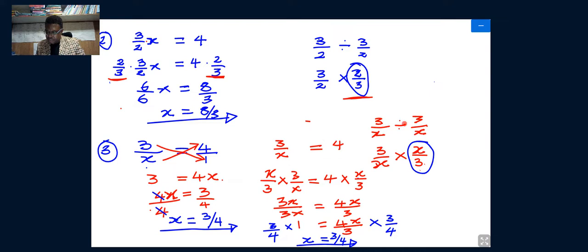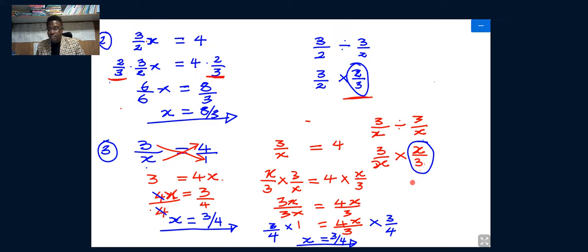This is it. And then we bring 3 over x here. The division sign becomes a multiplication sign. And this fraction, we invert it, we turn it upside down, we just flip it over. We end up with x over 3.